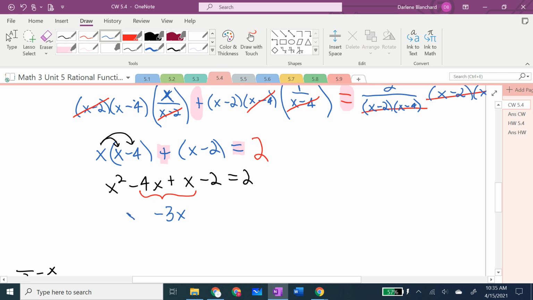And now I have x squared, and I'm going to subtract 2 from both sides so that I have minus 4 equals 0.